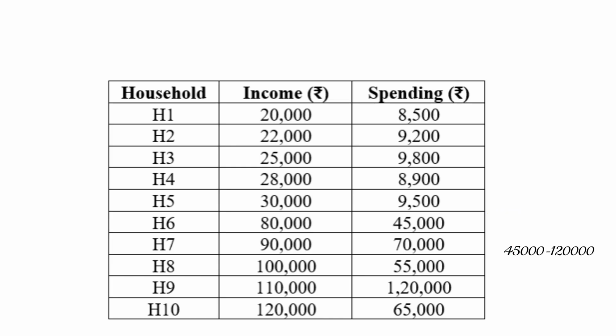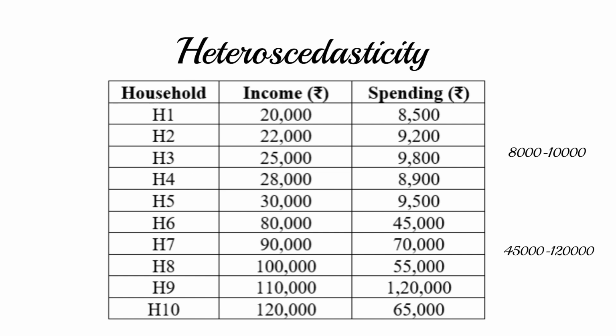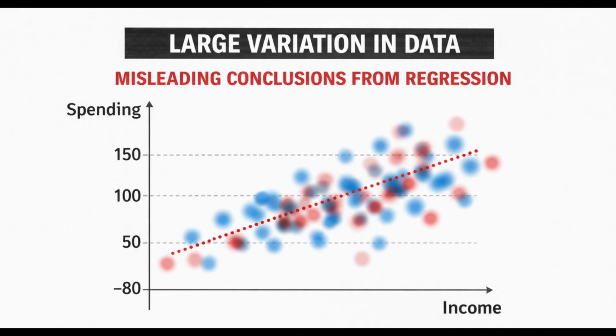In econometrics, when the variance of the errors increases with the level of income, we say the data suffers from heteroscedasticity. Therefore, when the variation in income and spending data is too large, the regression model may fail to capture the true relationship and can lead to misleading conclusions.